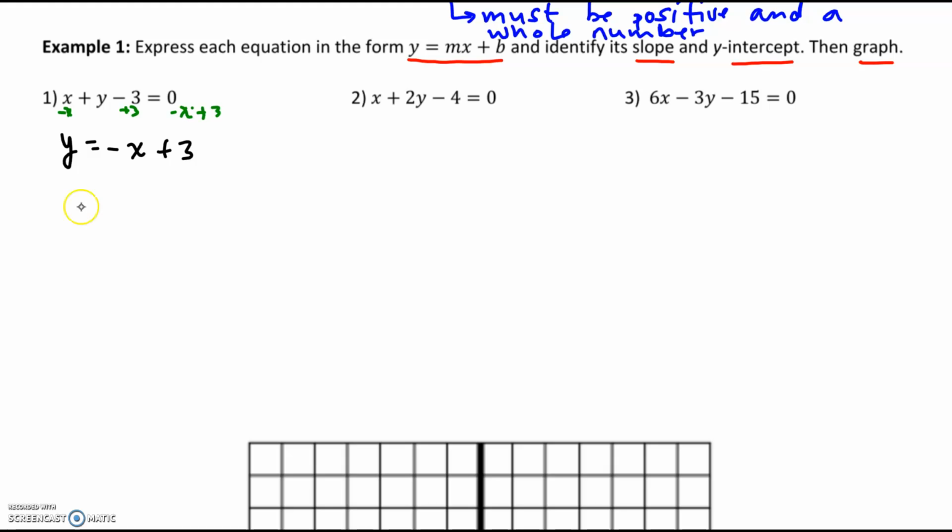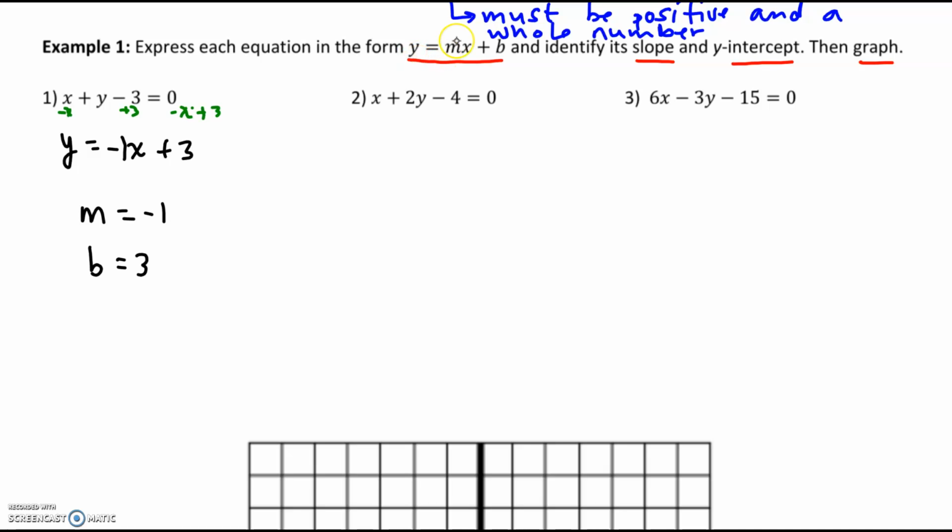Okay, and we already have it in mx plus b form with just those two moves. So I can now state my m and state my b. So I know my b value is 3. M is whatever is being multiplied by x. In this case, we would have a 1 in front. So we know that's a negative 1. All right, let's try the next one.